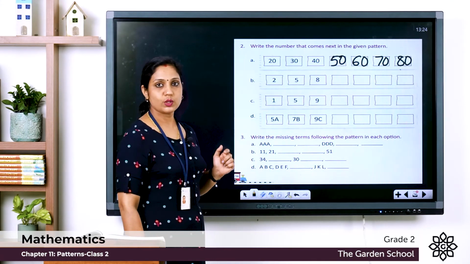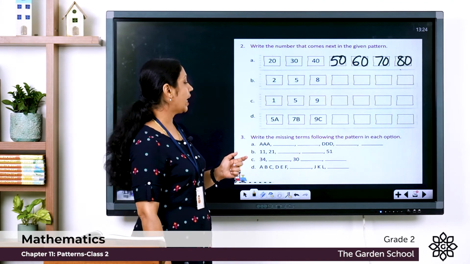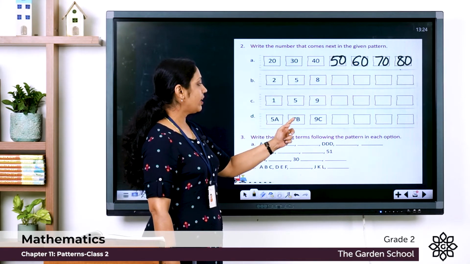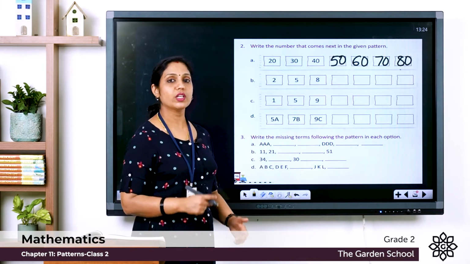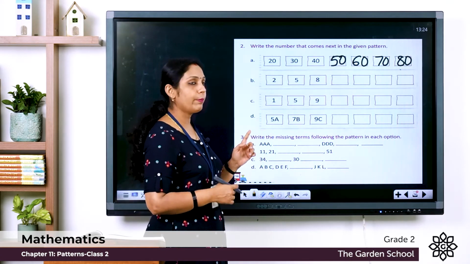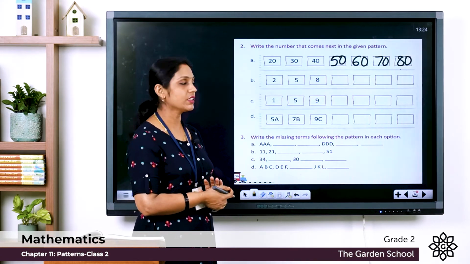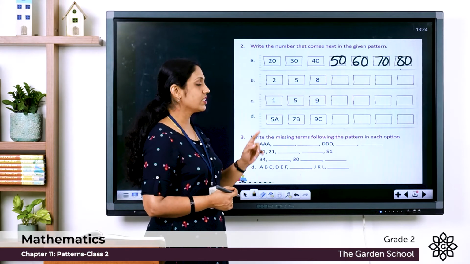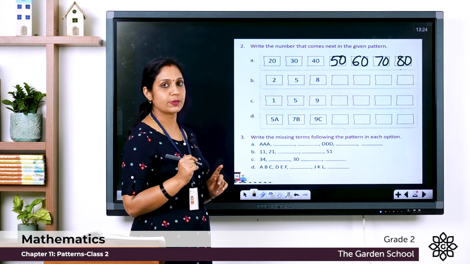The D, just look at the question number D. We have 5A, 7B, 9C. So how is it increasing? You can see a number and a letter with these patterns. So first it is 5A. Let's have a look at first the numbers.